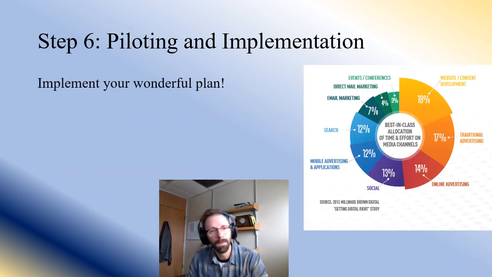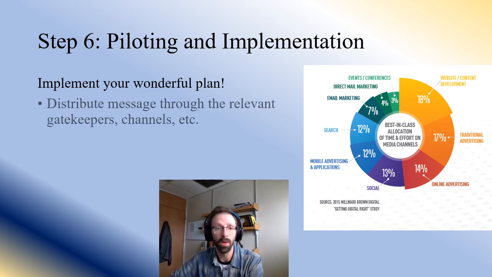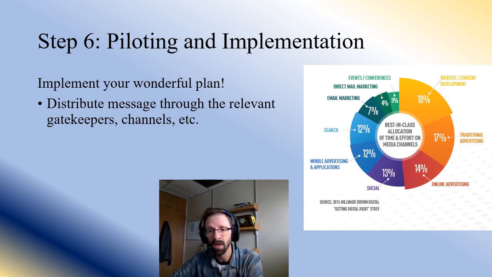Now, it's time to implement the plan. That's part of step 6. Once we have a good idea of our message and its effect, then we should go ahead and distribute that message through the relevant gatekeepers, channels, etc. Here's an image just showing a standard modern digital and mixed media proportion of how ads go out. Now, you're probably not going to be going on all these different things. This is from marketing, but I thought it was relevant.